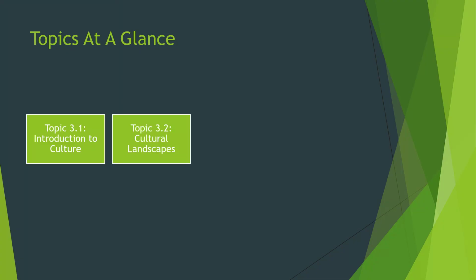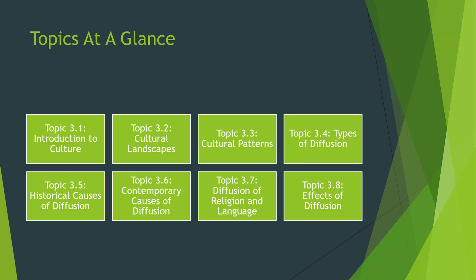Okay, so we have a lot of topics here. There's 8 big topics, and so you'll notice that there's kind of a pattern here. The first 3 are kind of connected, then the rest of them are kind of connected by diffusion. So there's kind of 2 distinct parts here.